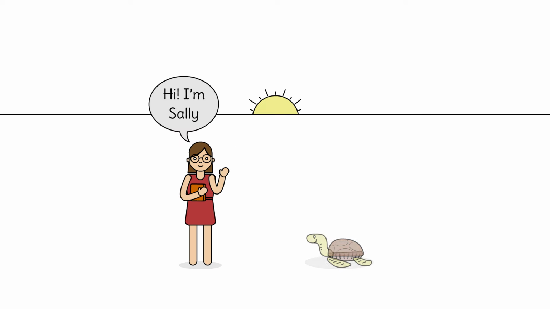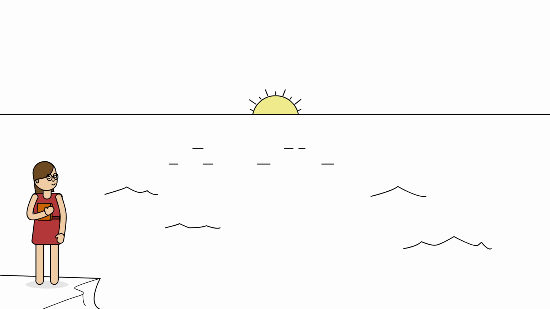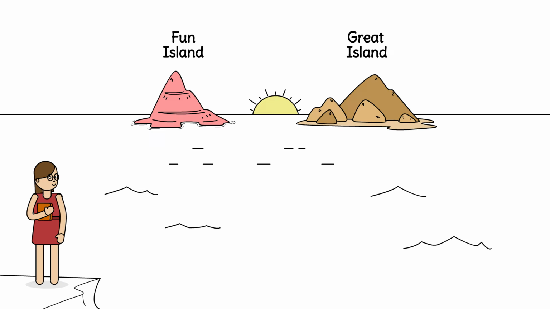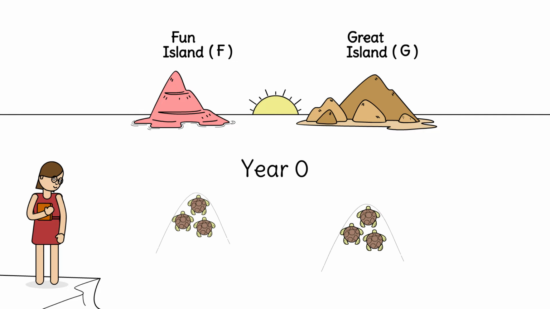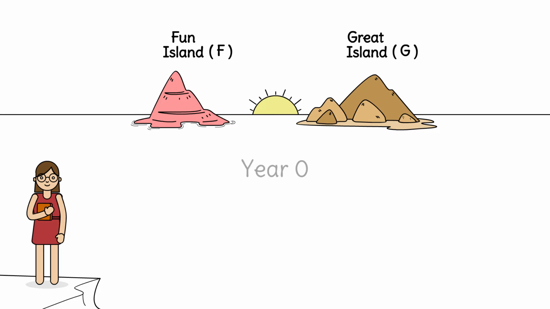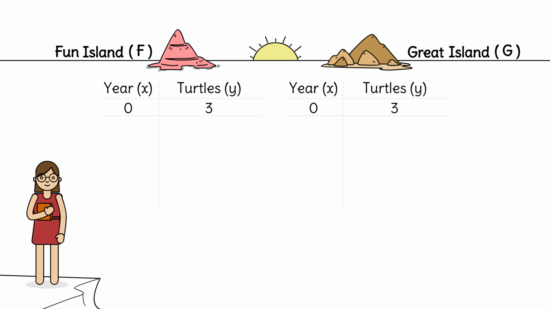Sally the scientist is tracking turtles that are colonizing the many islands of the Florida Keys. These two islands, Fun Island and Great Island, Sally calls them F and G for short, have no turtles. One year, let's call it turtle year 0, 3 turtles managed to swim to each of the 2 islands. She returns in 1 year to see how the populations have grown.